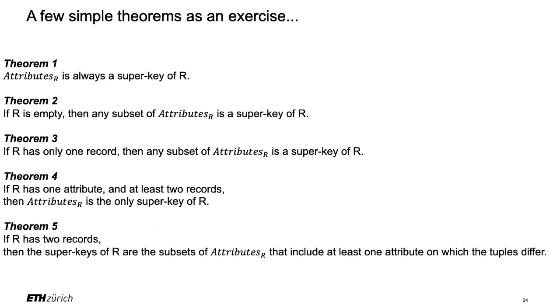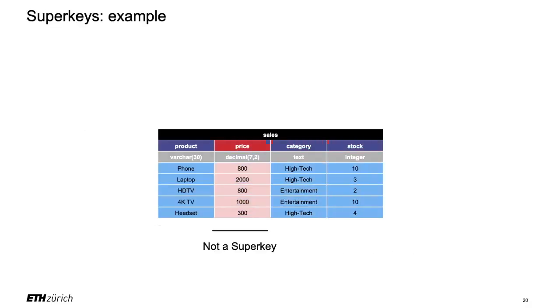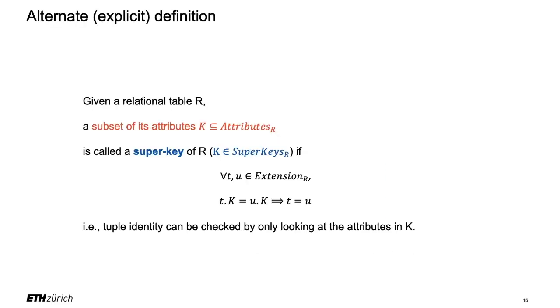Okay, the third one. If the relational table has only one record, meaning only one row in your relational table, then it is also true that any subset of the attributes is a super key. Everything is a super key again. But now the reason is a bit different, because now the universal quantifier, the for all, is not going to be true immediately. It's actually going to be true on the second line.